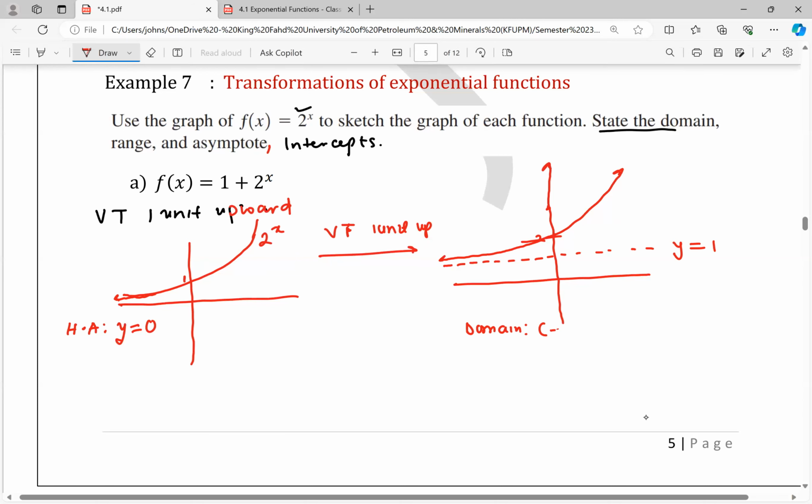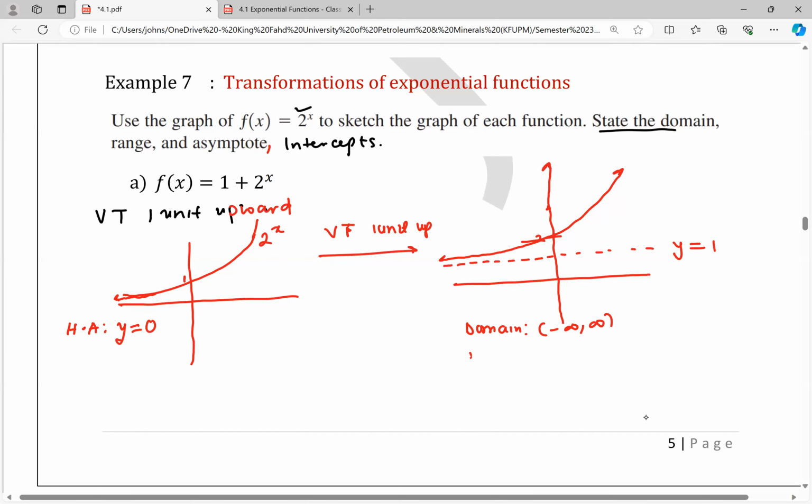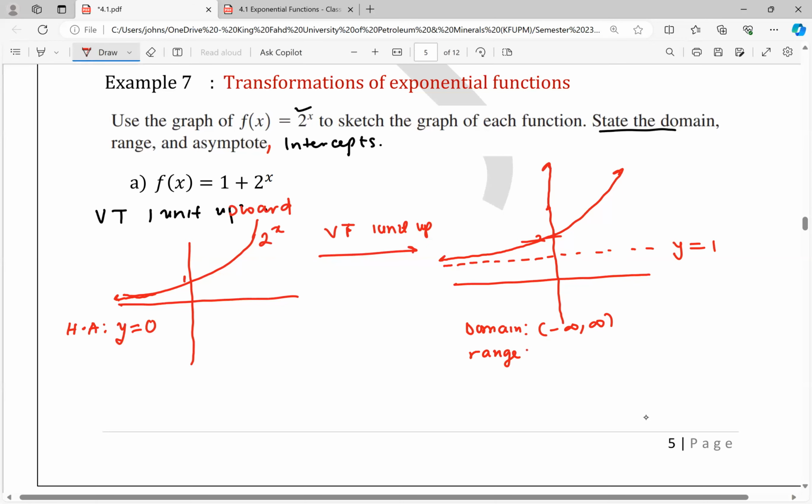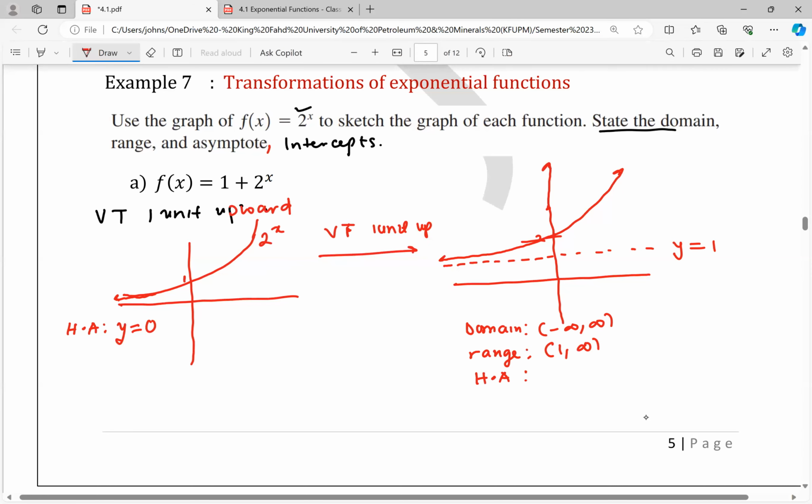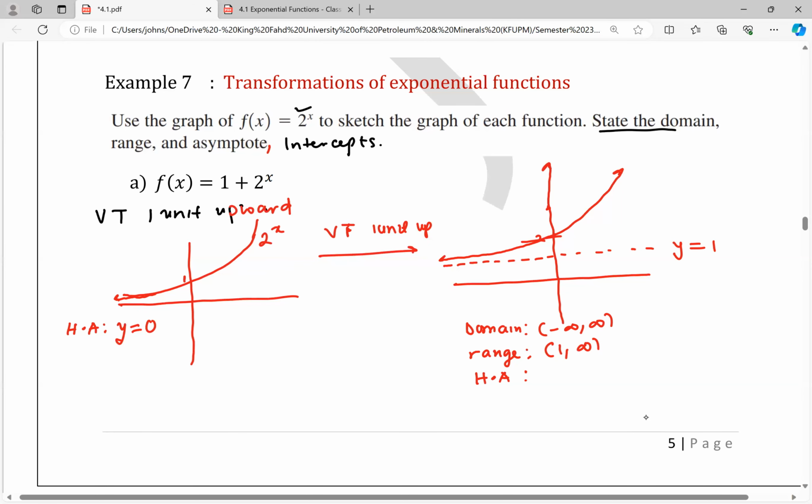The domain is still minus infinity to infinity. Then the range of this is going to be from where? It's going to be from that horizontal asymptote, which is from 1 to infinity. Now, do we have asymptote? Yes, we have horizontal asymptotes. Exponential functions do not have vertical asymptote. So the horizontal asymptote is y equals 1.